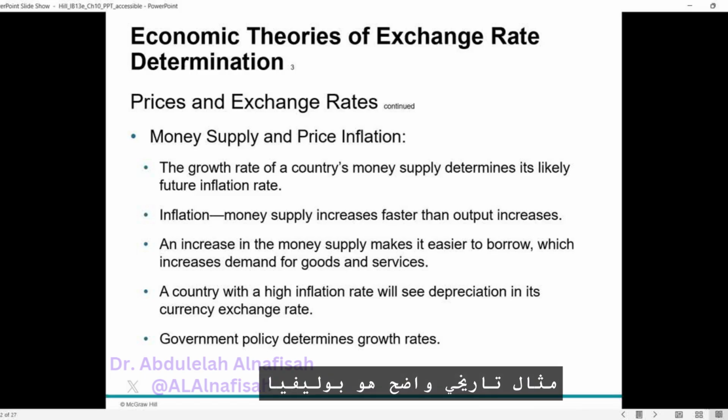A clear historical example is Bolivia in the 1980s, where hyperinflation resulted in a massive depreciation of its peso. The correlation between money supply growth, inflation, and currency depreciation followed the predictions of PPP theory. Governments control the money supply, and excessive expansion can lead to inflation and depreciation of the currency. By examining a country's monetary policy, businesses can predict future inflation and currency movements.